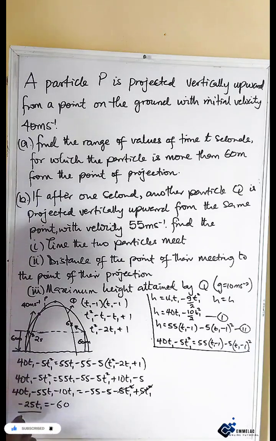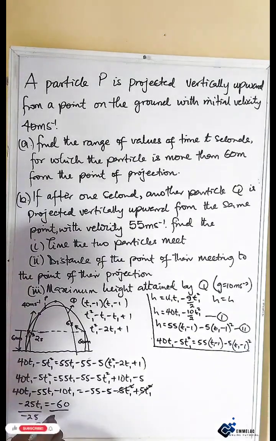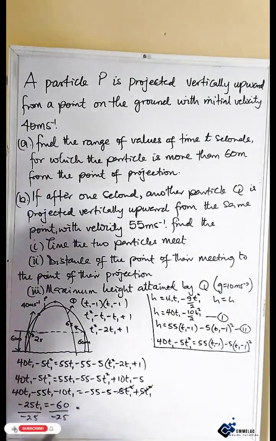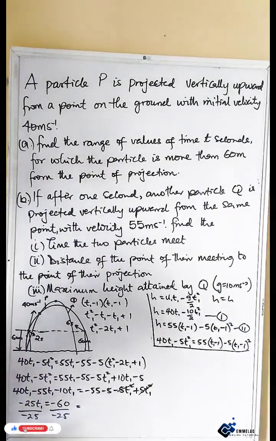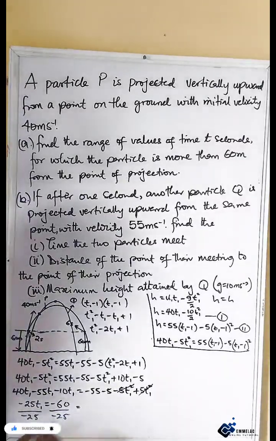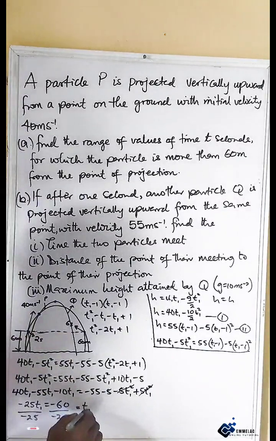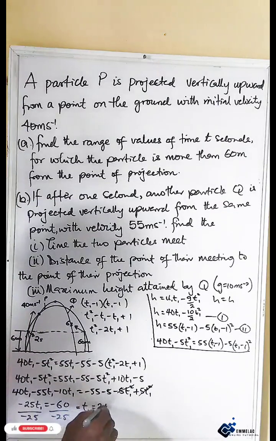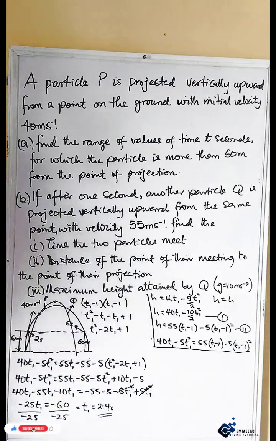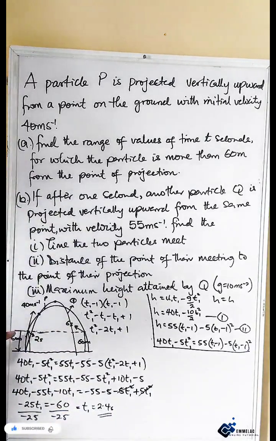So dividing both sides by negative 25, this should give us 60 divided by 25. That will be 2.4. So our t equals 2.4 seconds. Okay, so at the point at which they meet, the time is 2.4 seconds.